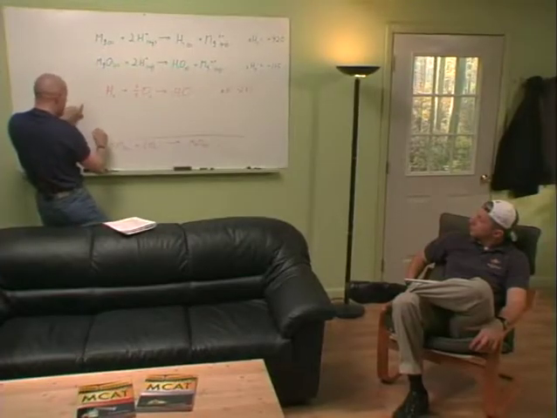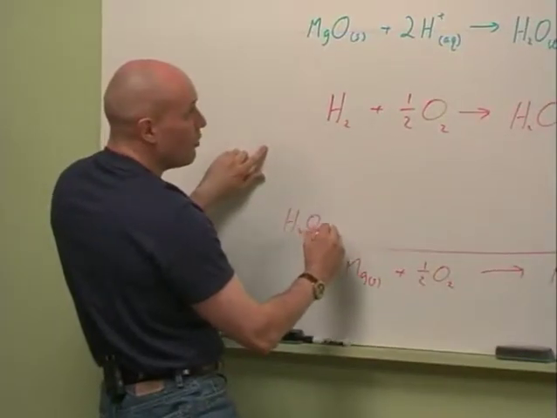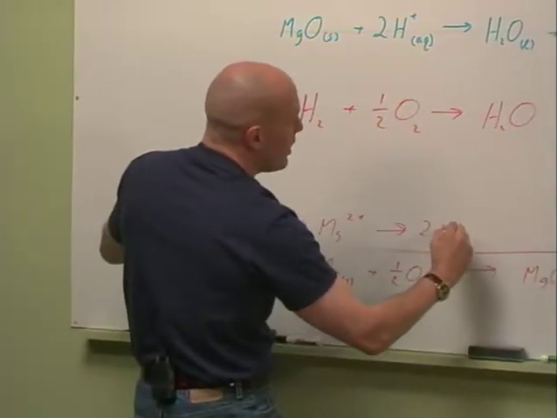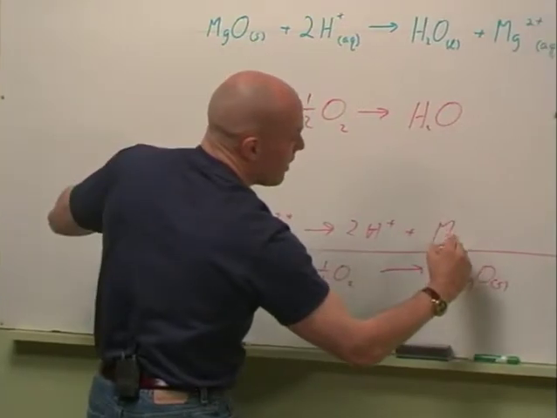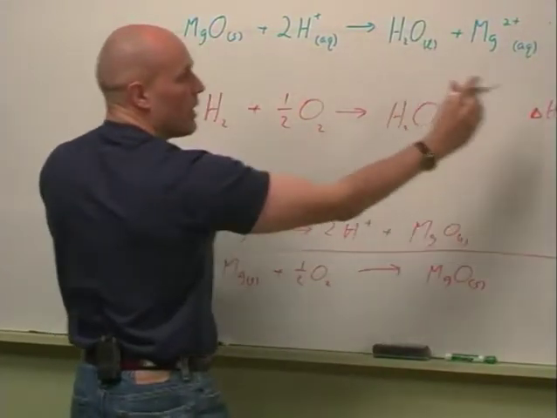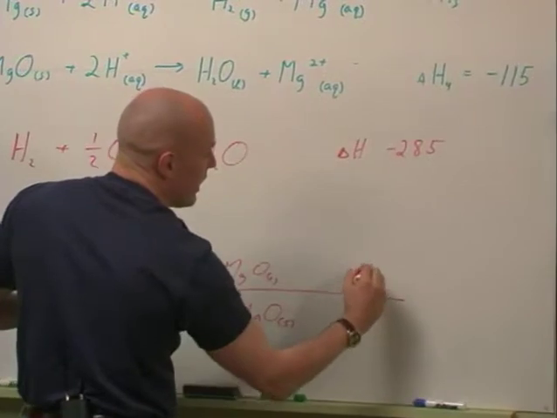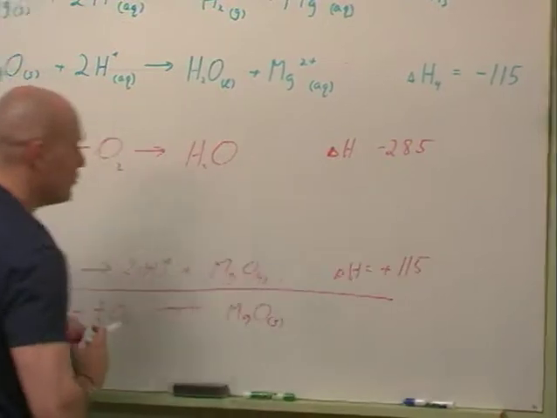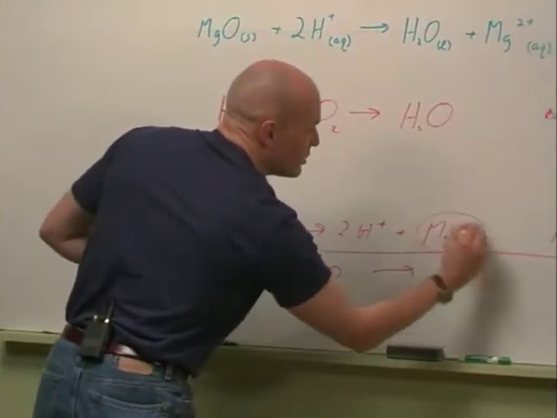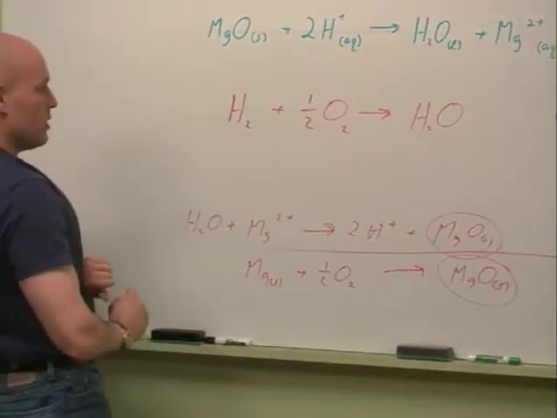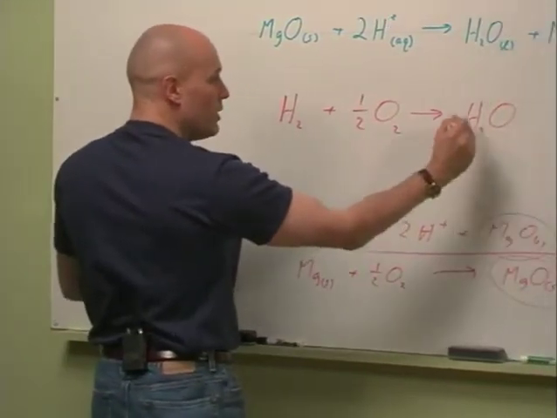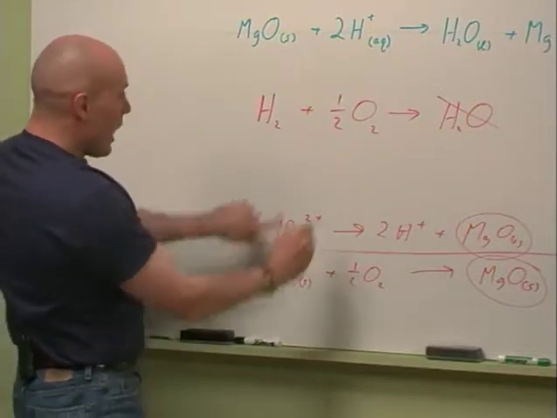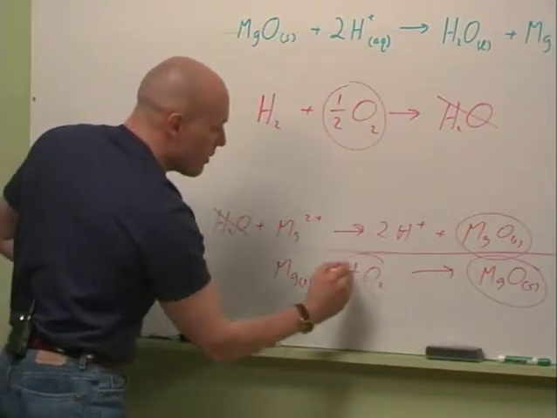Then I've got H2O plus Mg2+ goes to 2H+ plus MgO. And since I flipped it, I'm going to change the sign here, and my delta H then is a positive 115. Okay, so I've got my MgO solid here and MgO solid here. Notice my H2O, I made one, and then I used that up, so I can get rid of that. Now, I have my 1/2 O here and my 1/2 O here.